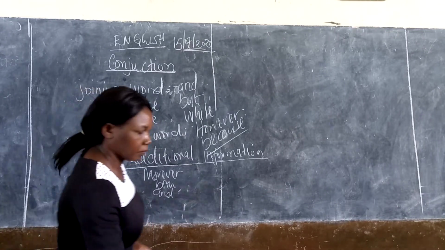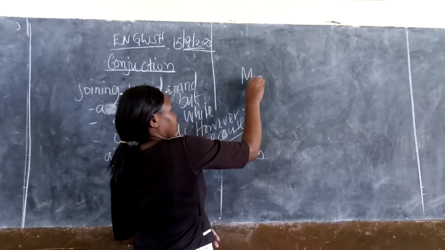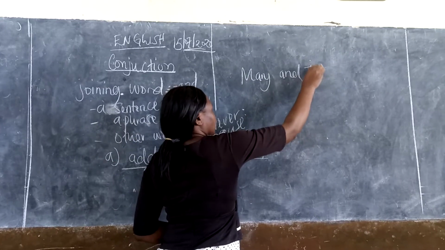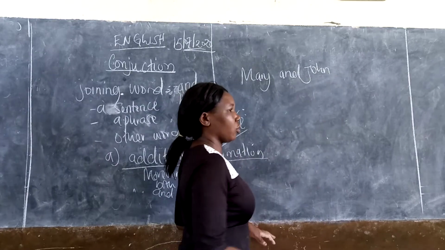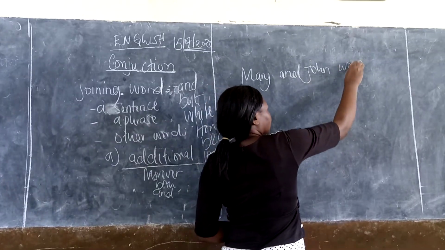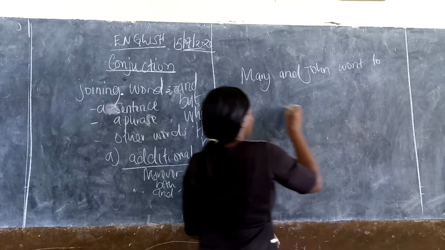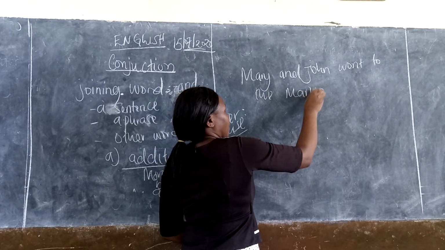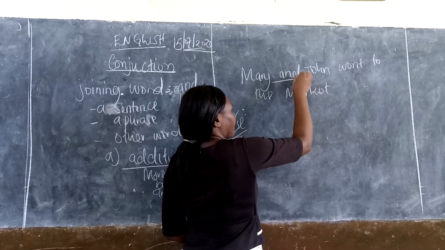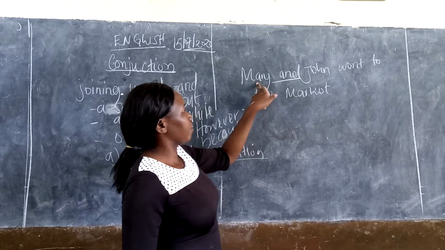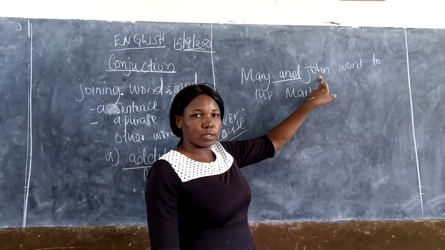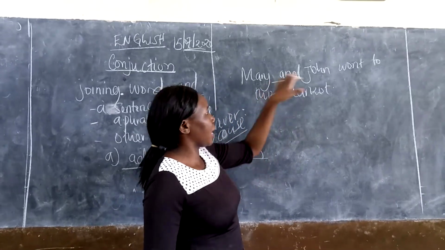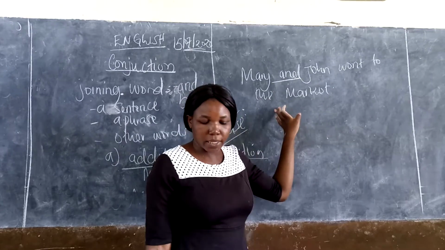Mary and John went to the market. We are adding Mary together with John. We are joining these two words together. Mary and John went to the market.